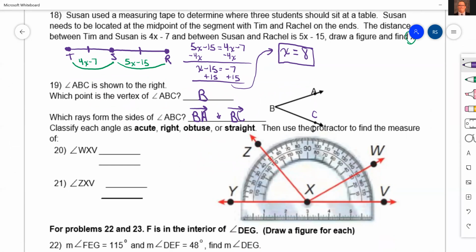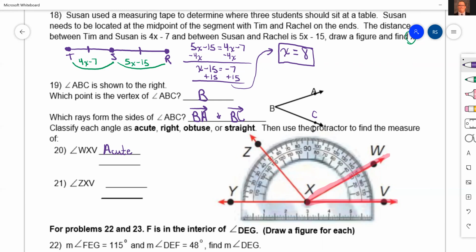Classify each angle as acute, right, obtuse, or straight. Then use the protractor to find the measure. Let's look at 20. Number 20 asks us about WXV. So I start at W, I go to X, turn the corner, and go to V. What does that angle look like? An acute angle. It's tiny. It's cute. Just put a little bow on it, and it'll be a cute angle.